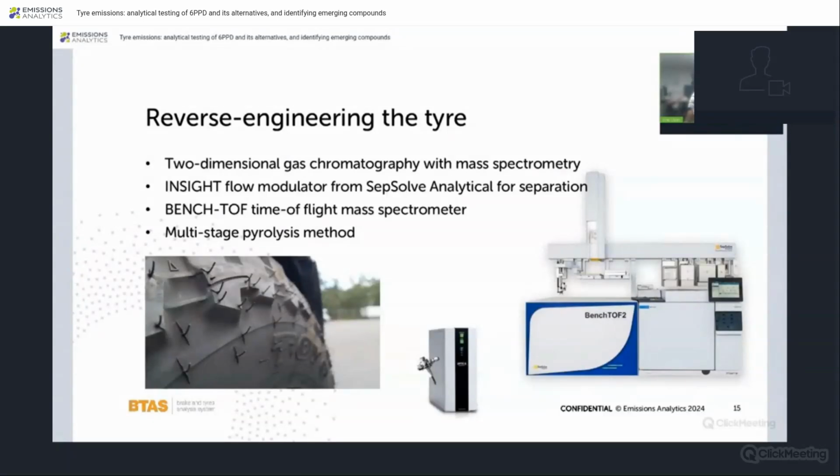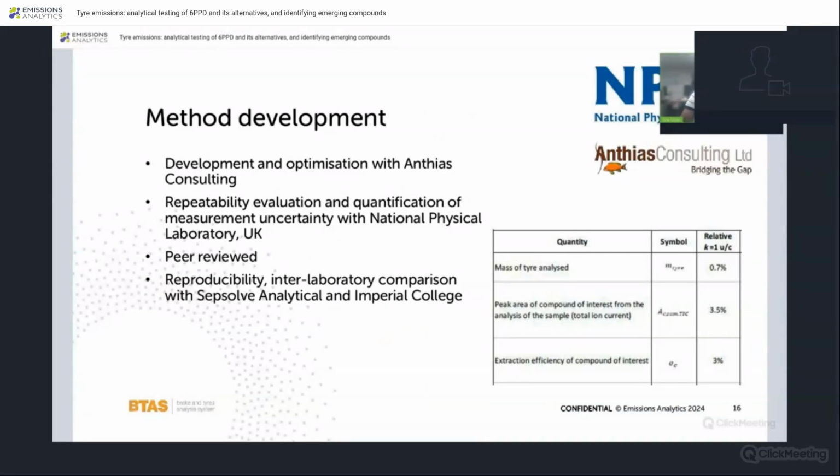And the method is really so good because we've gone through a lot of process in making sure the method is suited for the test we are doing. So we developed the method, and with support from Antis Consulting and NPL, we were able to validate our method, evaluate it, and quantify the compounds we see in it, because we've run a whole lot of tyre samples, as you're going to see in the next slides, to see the background of what these compounds are in tyres. And like Nick said at the beginning, there's 6PPD in all of the tyres, which is the key thing in our discussion today.